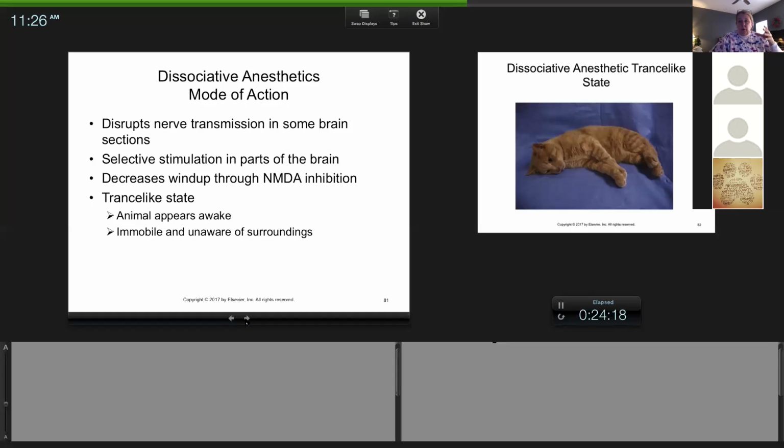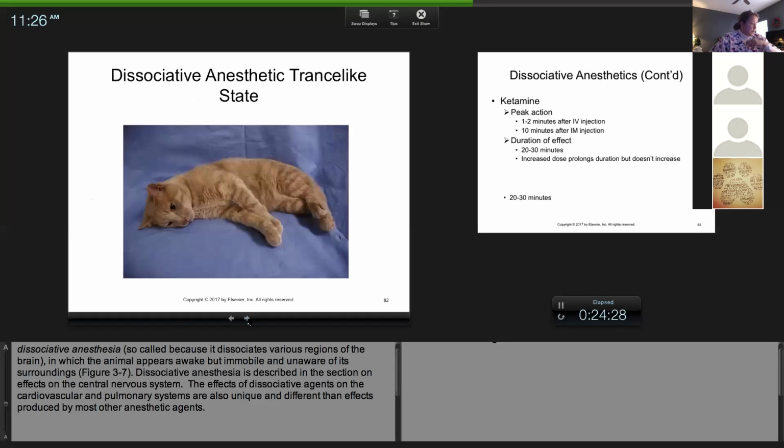Now, how do they work? They disrupt the neurotransmitter, like nerve transmissions within the brain. So some animals tend to look like they're in a trance. If you look at this picture, this is a very classic ketamine cat. A lot of times cats, when you give kitty magic, will look like this. They look like they're looking at you, but they're in a trance.